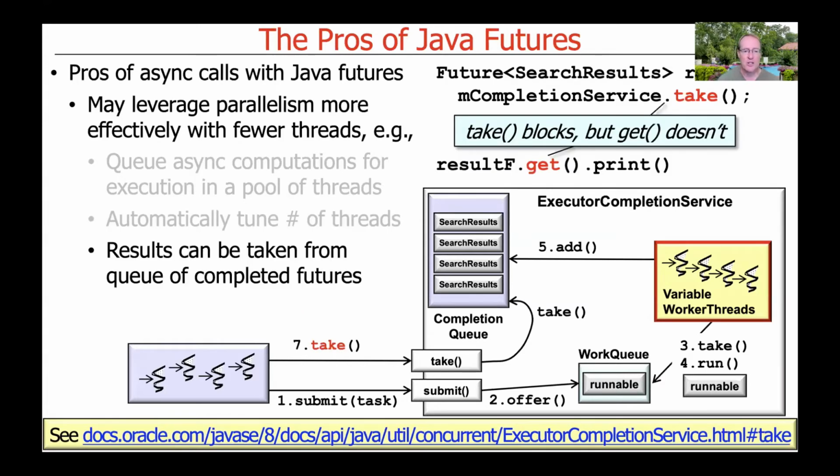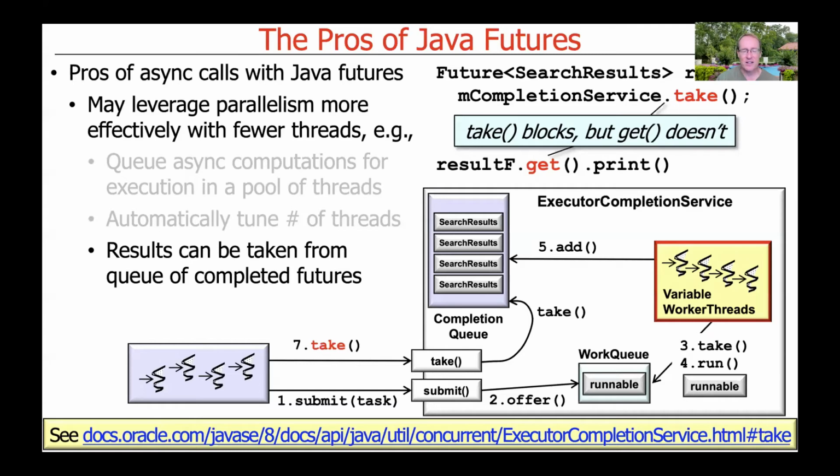And then the results can be taken from the queue of completed futures. So assuming we've kept a queue of these things, as would be the case with, say, the executor completion service, which is a really cool framework that's part of the Java executor framework in Java 5, then what you can do here is go and block waiting for results to show up on this completion queue. And when the results show up, then you can get them and do something with them.